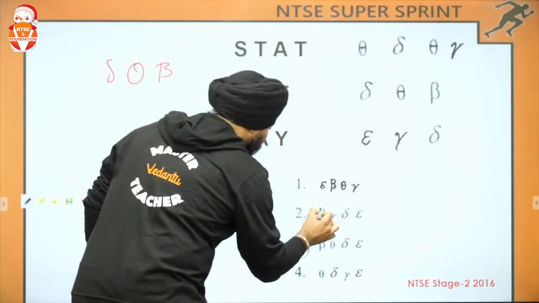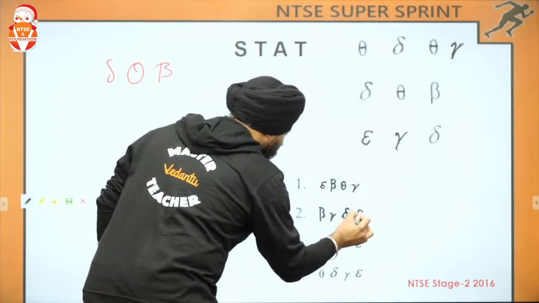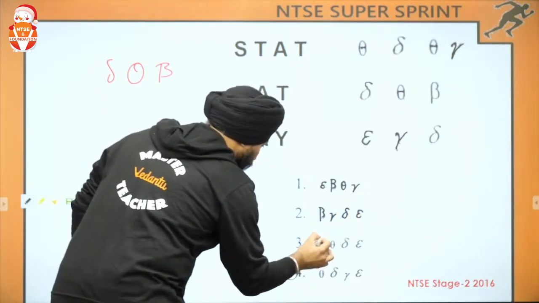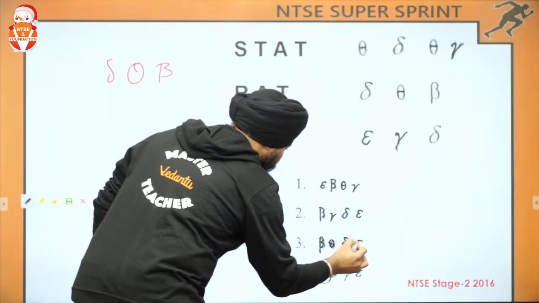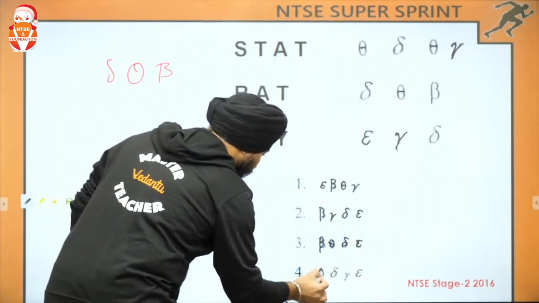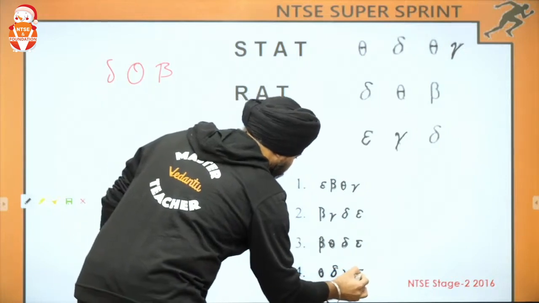Options are epsilon, beta, theta, gamma. Then we have got beta, gamma, delta, epsilon. Then we have got beta, theta, delta, epsilon. Then we have got theta, delta, gamma and epsilon.